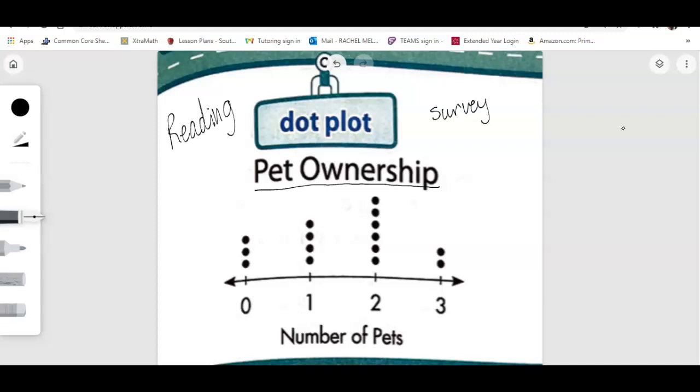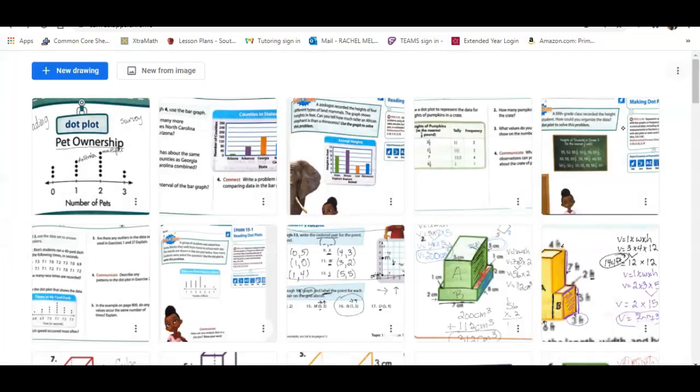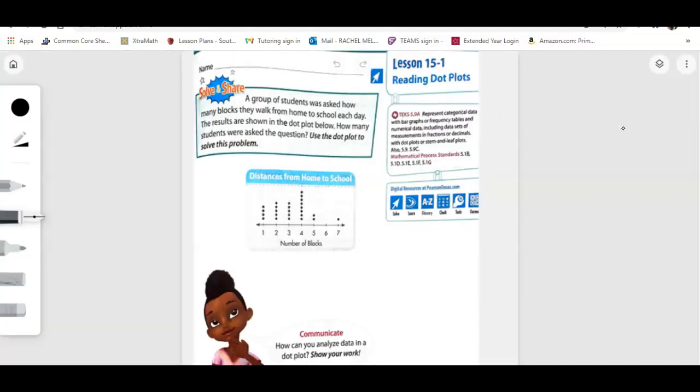Okay, so if I'm asking people, how many pets do you own? Each person or each dot is a person. Okay, so for instance, this could be me because I have 2 pets. Okay, this could be Miss Stroba because she has 1 pet. Okay, so each dot represents a different person. Okay, so we're going to do a couple of problems together.